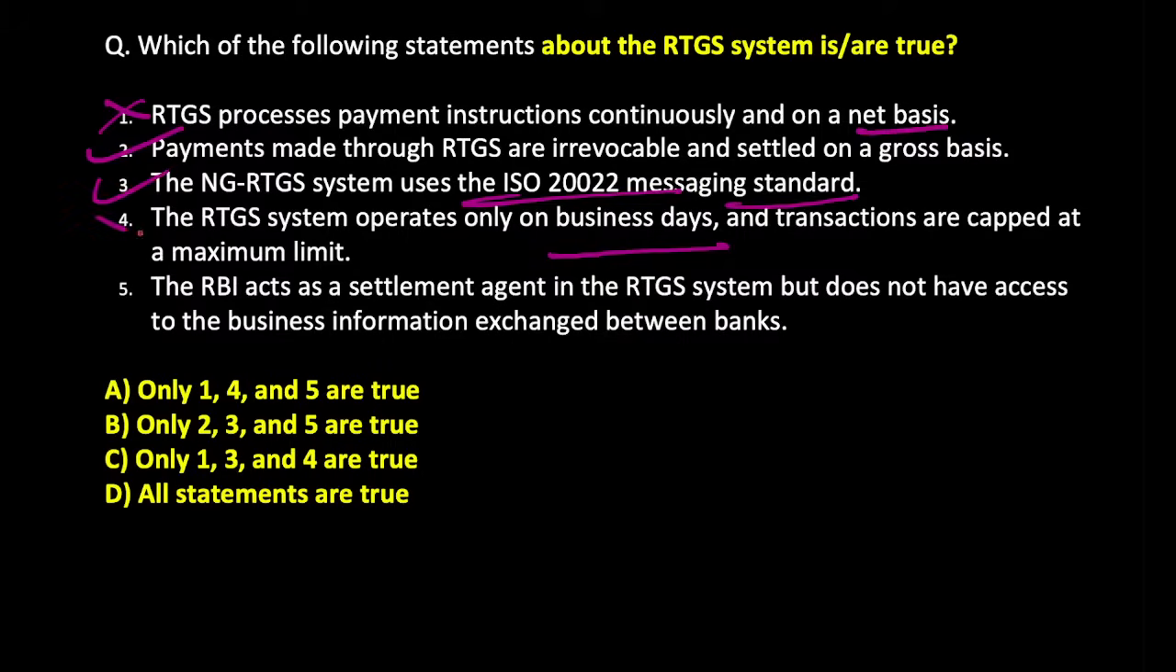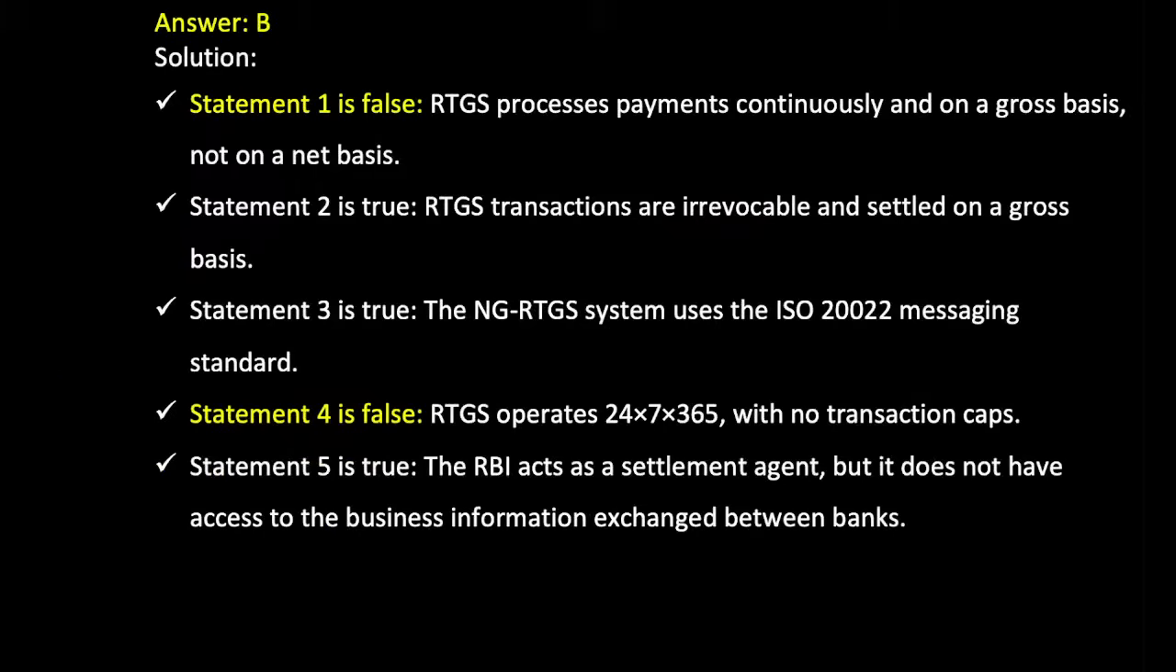RTGS operates 24/7. Wrong. And there is no limit also. The RBI acts as the settlement agent in the RTGS system but does not have access to the business information exchanged between banks. This is also true. So 2, 3, 5 means option B will be the right answer for this one. Very good, Sakesh sir, awesome. So statements 1 and 4 are wrong here.